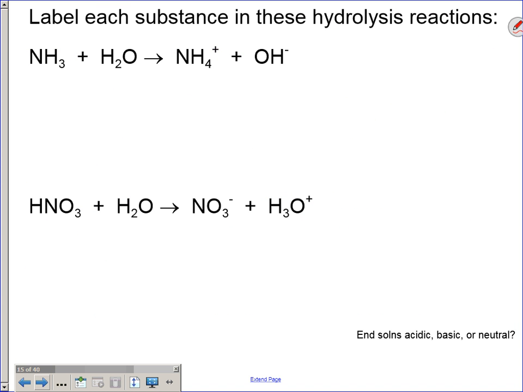But go ahead and tell me from here, this is a hydrolysis reaction, okay? And why is that hydrolysis? So water is breaking apart the salt, yeah.